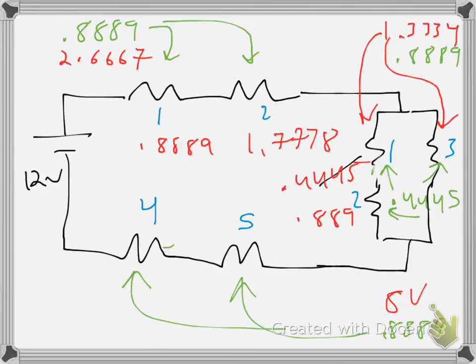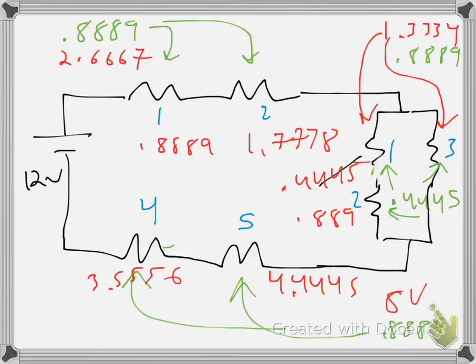Excuse me, I'm sorry. So if I take 0.8889 times 5, I get 4.4445. And if I take 0.889 times 4, I get 3.5556. Add those together, and what do you get? Of course, 8.0001. And so I've effectively used up all of my voltage. All of my currents and voltages are sound to my laws.